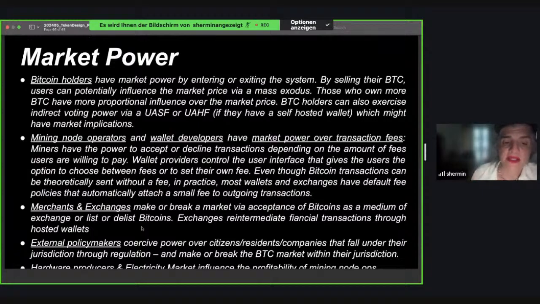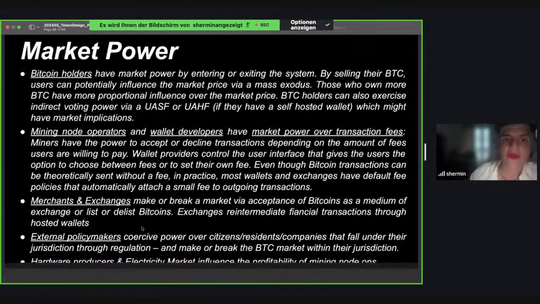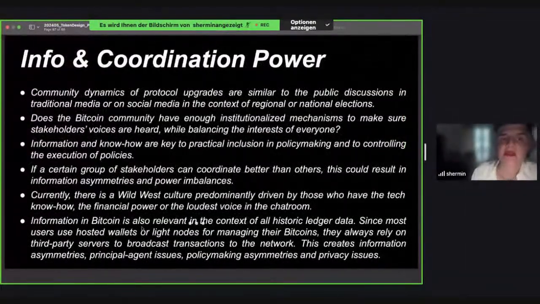Policymakers have the coercive power over the citizens, residents, and companies to accept, to use Bitcoin or not to use Bitcoin. And obviously hardware producers and electricity market also have market power.